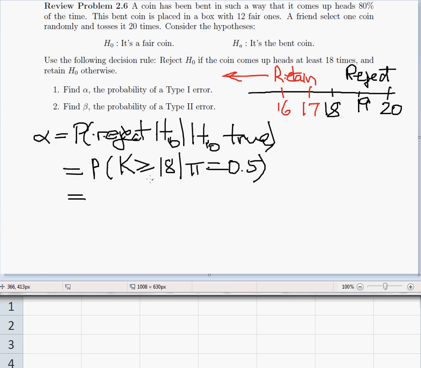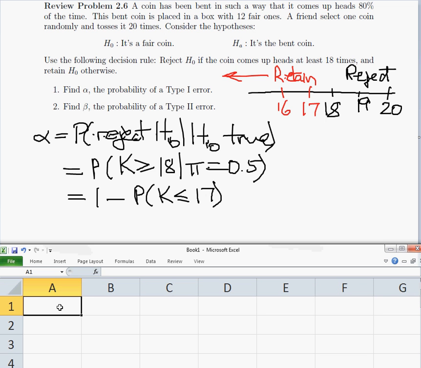Okay, now this is the chance that k is greater than or equal to 18. So to make this computation, I need to figure out 1 minus the chance that k is less than or equal to 17. Using either Microsoft Excel or a TI calculator, the entry that gets returned is always corresponding to plugging in less than or equal to.